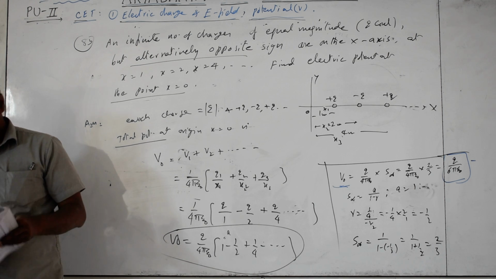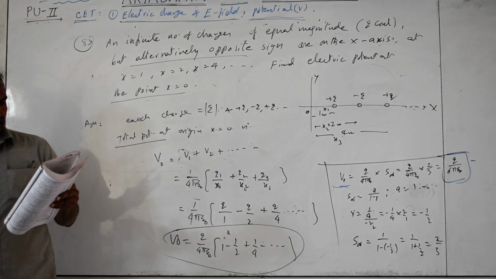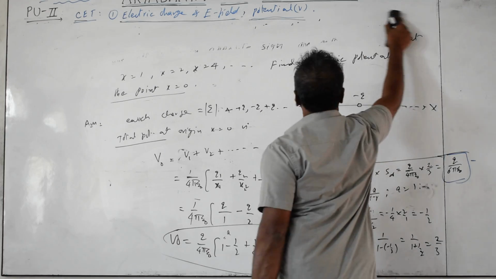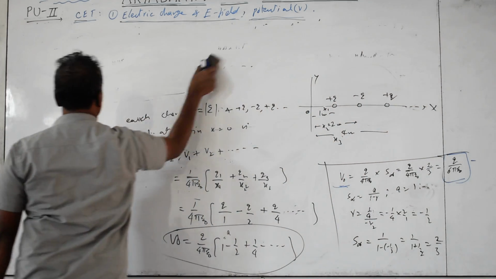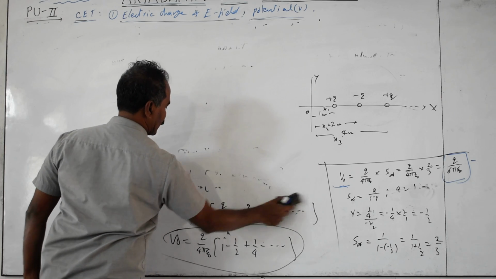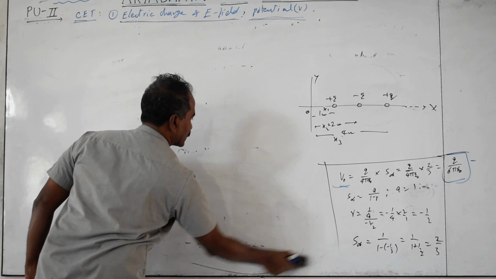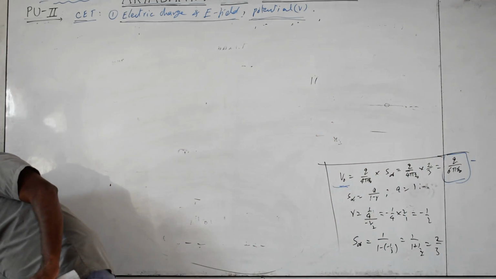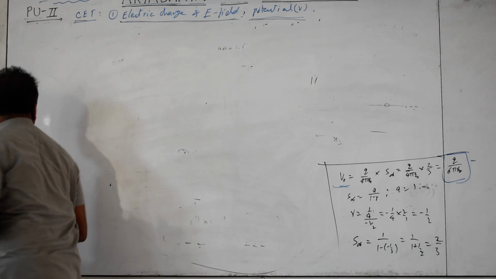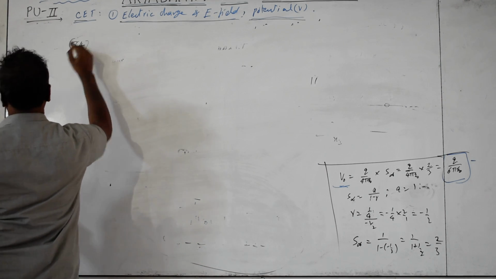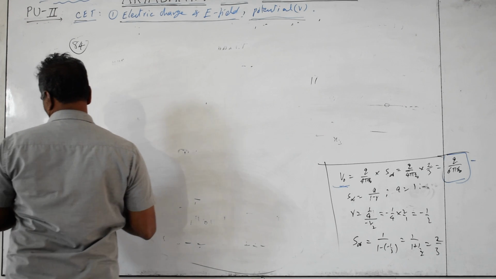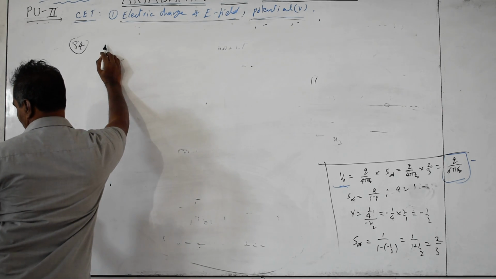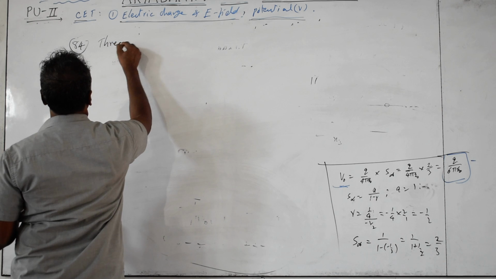Next, 86. I'm sorry, not 86. It is 84. Three charges. This is an important one. Star is there. These problems with the star are very important. Three charges.